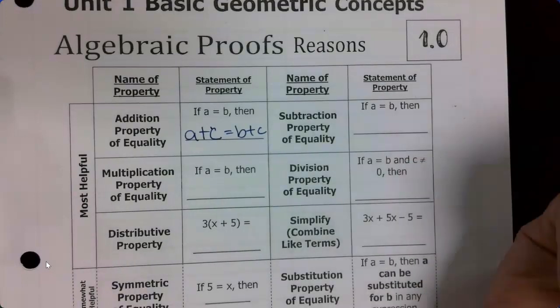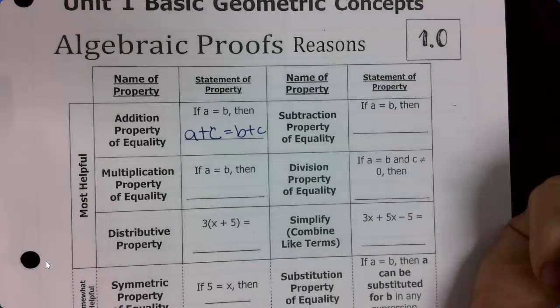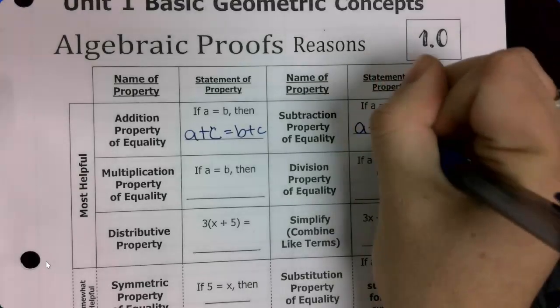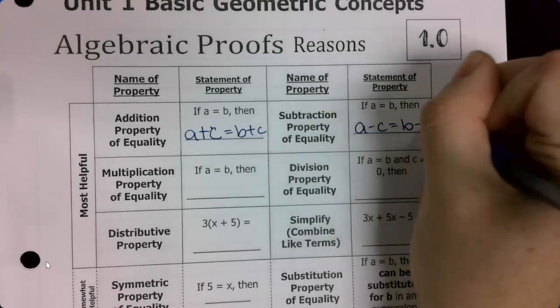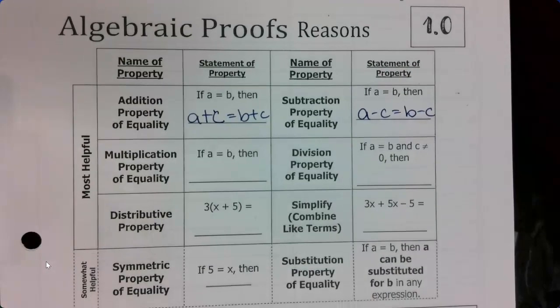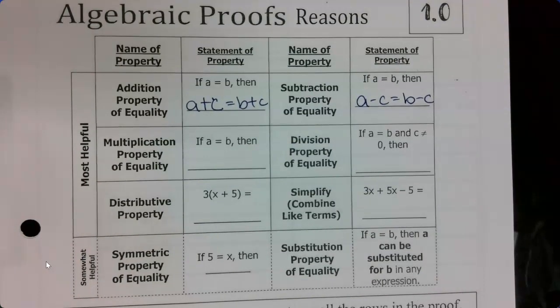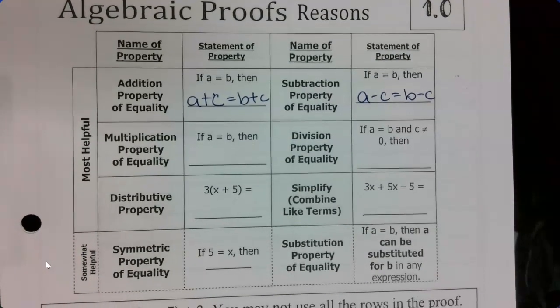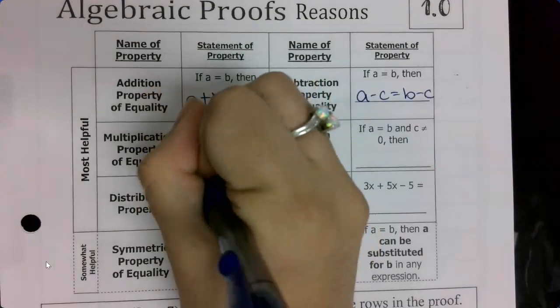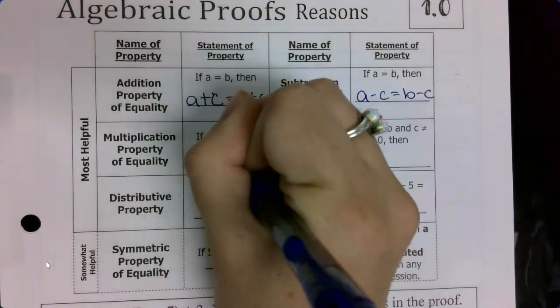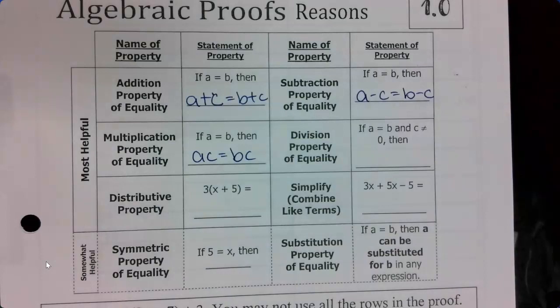Same idea for my subtraction property of equality. If I have A and B equaling the same thing, then if I subtract a number from both of them, it should also be the same thing. My multiplication property of equality: if I have two things that equal each other, if I multiply them by a third number, they should still equal each other.